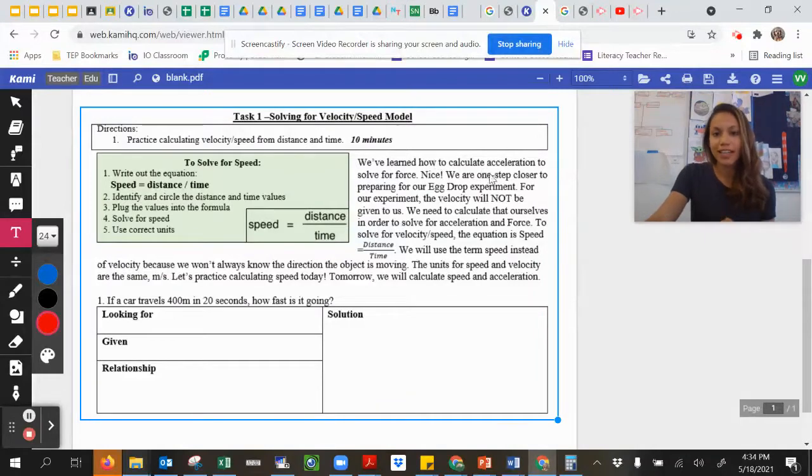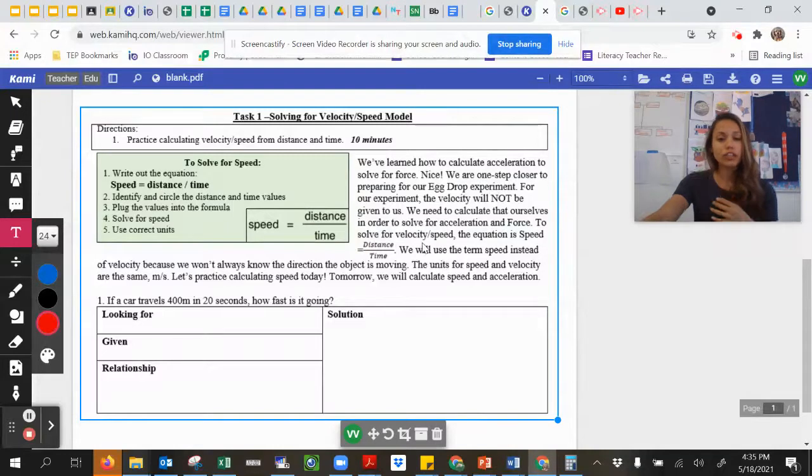We've learned how to calculate acceleration to solve for force. Nice. We are one step closer to preparing for our egg drop experiment. For our experiment, the velocity will not be given to us. So we need to calculate that ourselves in order to solve for acceleration and force.